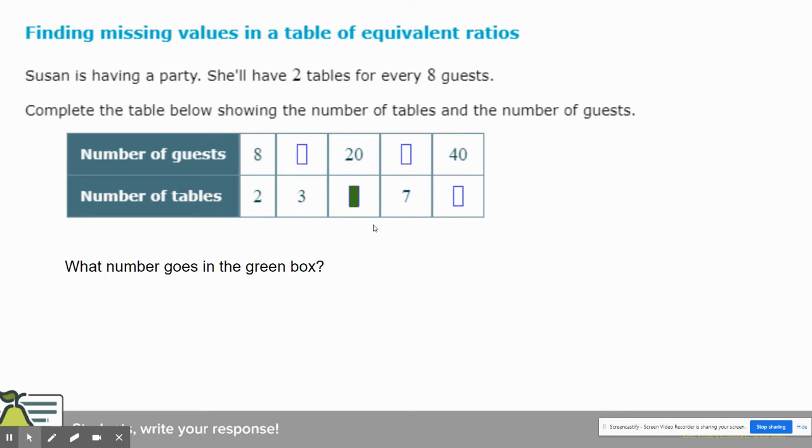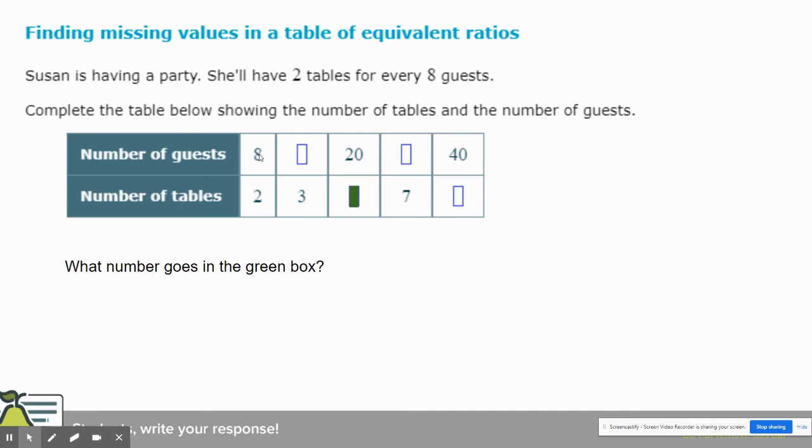Now we're going to look at some problems from Alex that you'll be doing on homework today. I want you to see how this works. What number goes in this green box? Use what you know. For 2 tables, you have 8 guests. This is a proportional table. So all of these are going to be equal. 2 tables, 8 guests. So 3 tables would be, well, how many guests for 1 table? That's what you need to figure out. How many guests for 1 table?